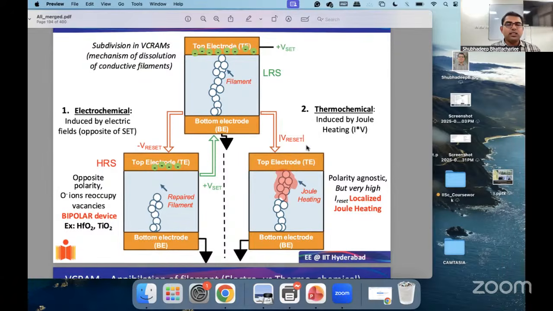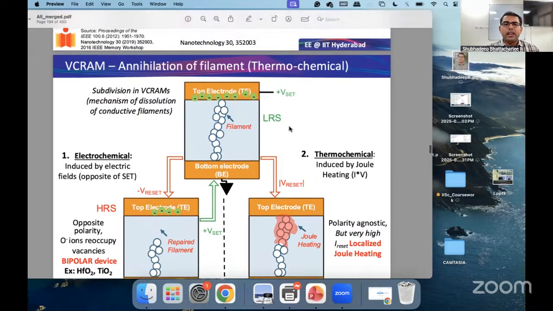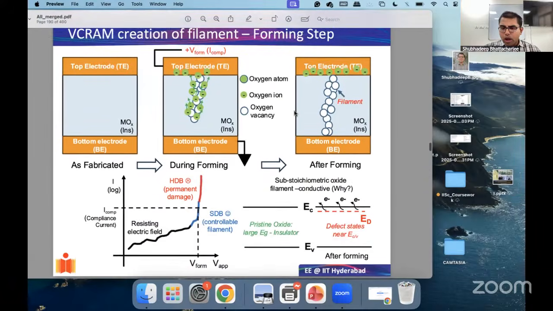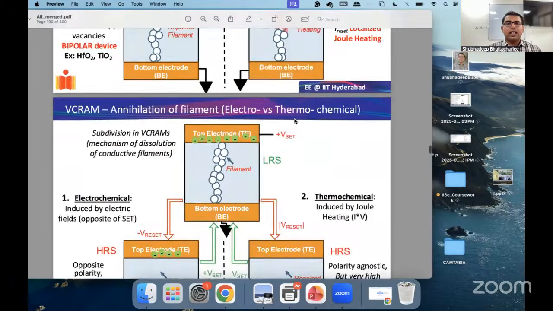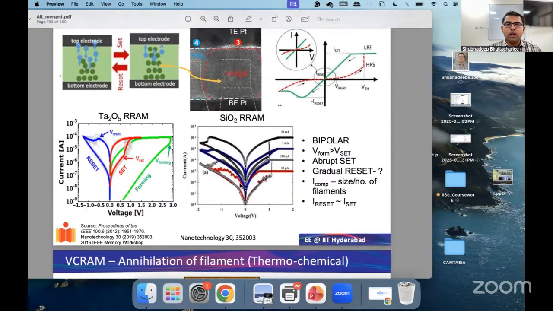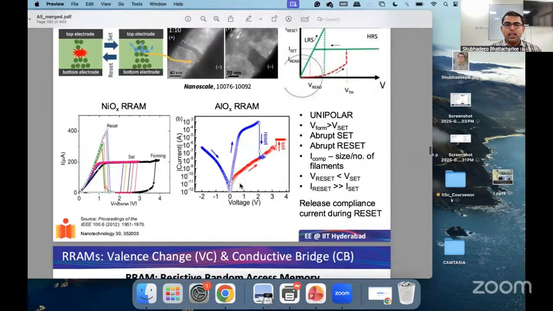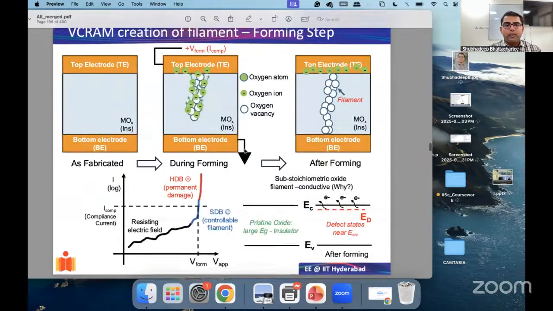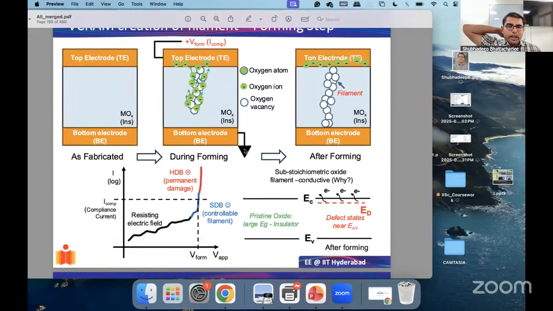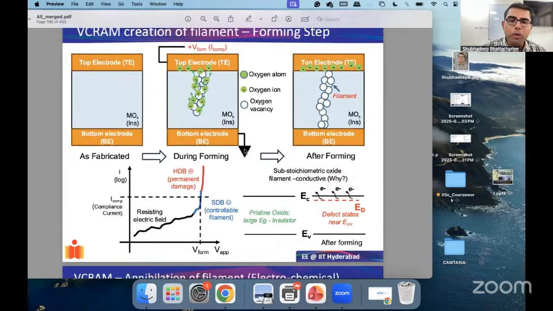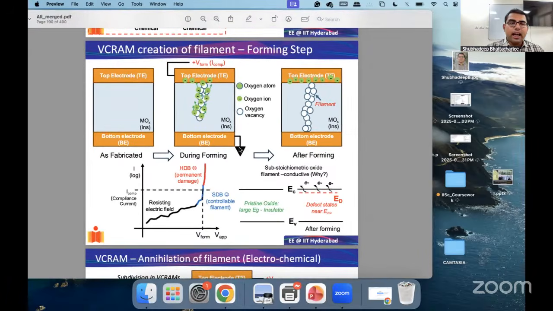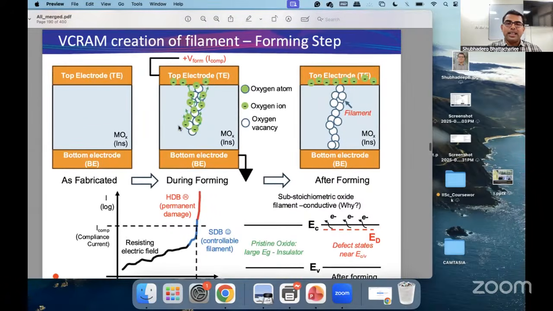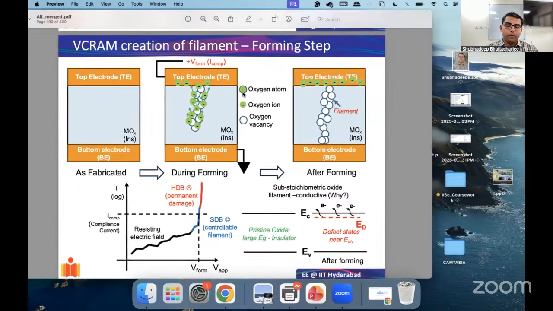So one more question is about confusion of compliance current and complete dielectric breakdown. It was asked in the context of this particular slide, but to understand that, we can go back a few slides earlier. This is where we explained a very important concept in RRAMs. In RRAMs, it is very important to create a controlled filament, and that is the idea of the so-called forming step.